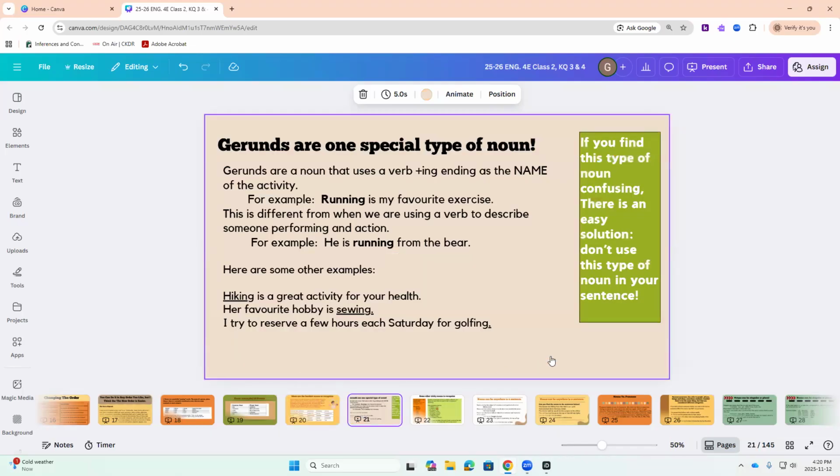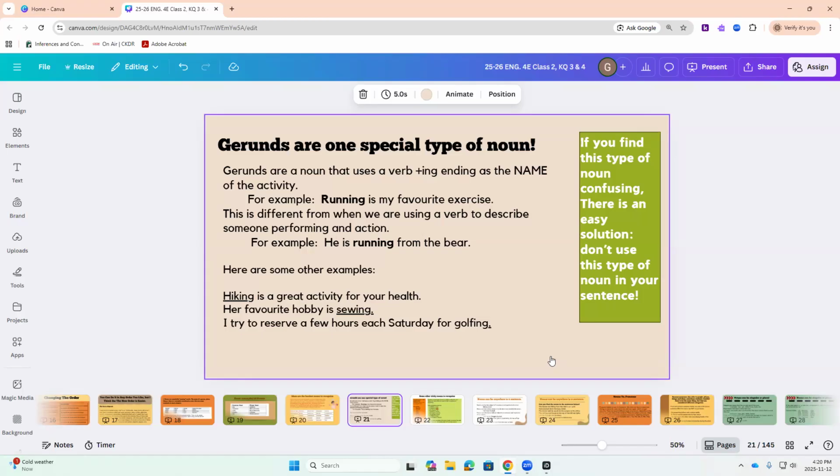Now, there is one special type of noun that is a little bit confusing, but I'm putting it in here. Keep in mind, you do not have to use this special type of noun in our assignment. If you find it confusing, just skip it. I'm just putting it in there because I know some people are aware of this and I want to discuss it to make sure we're all on the same page.